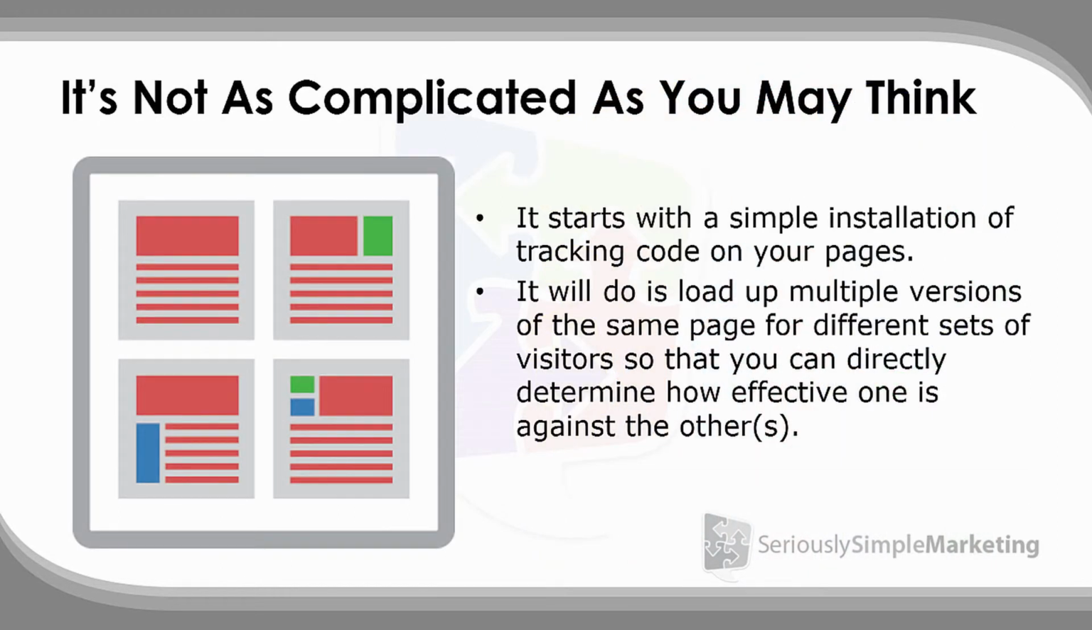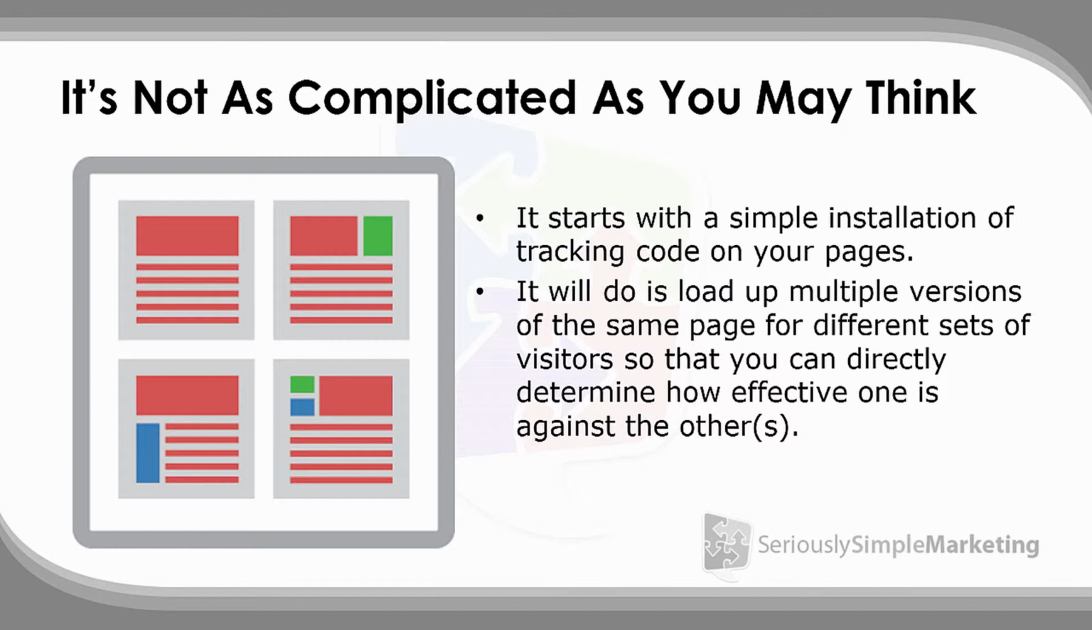Now, it's not as complicated as it can sound, right? I might explain it a little more complicated than it needs to be, but here's the thing. It starts with a simple installation of tracking code on pages. So you take split testing software, something like Visual Website Optimizer, and you install tracking code on your pages. It's going to load up multiple versions of your page.